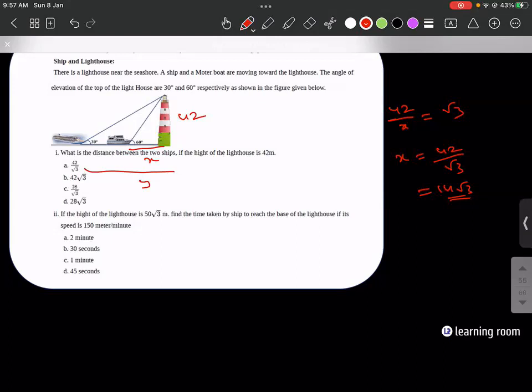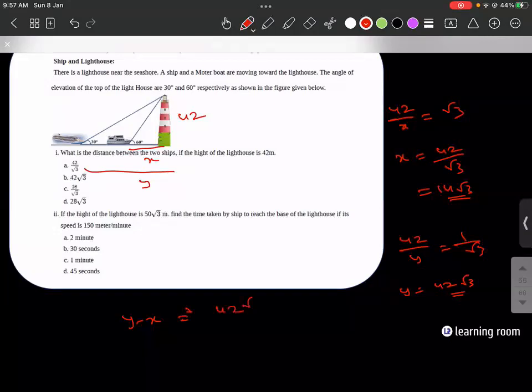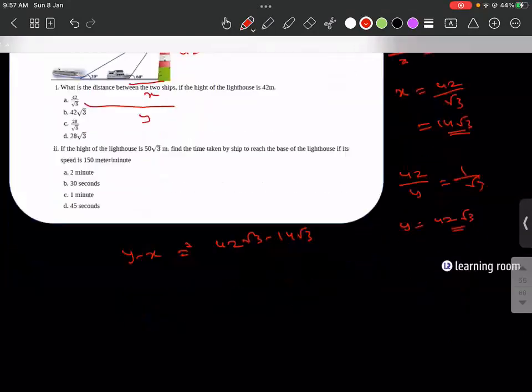Similarly, if I take the bigger triangle, 42 divided by y is how much? 1 by root 3. So y will be 42 root 3. What is the distance between them? Y minus x, which is 42 root 3 minus 14 root 3. Our answer will be 28 root 3.